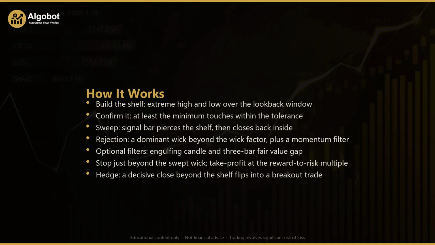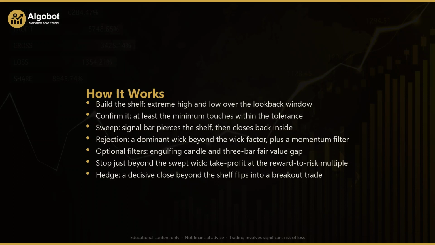First, the strategy builds its shelf. Over a look-back window, 24 bars by default, it finds the highest high and the lowest low. But an extreme on its own isn't enough. The level only qualifies as a tradable shelf if price has reacted there before. By default, at least 2 separate bars must have come within a set tolerance of that extreme. A lone spike doesn't count. The strategy wants a level the market has respected more than once.